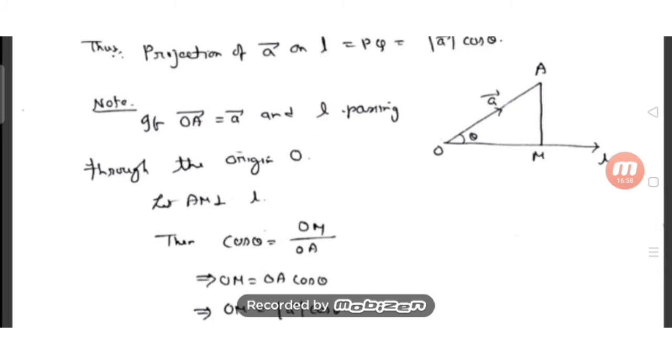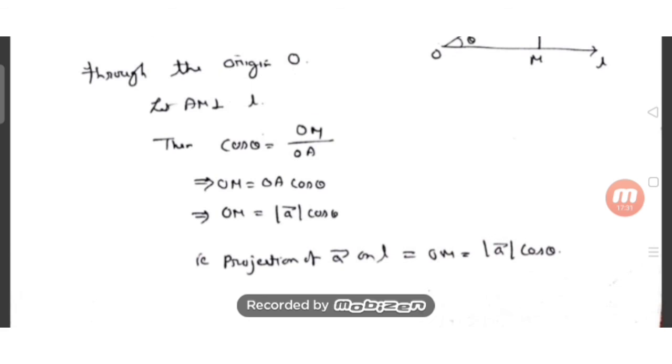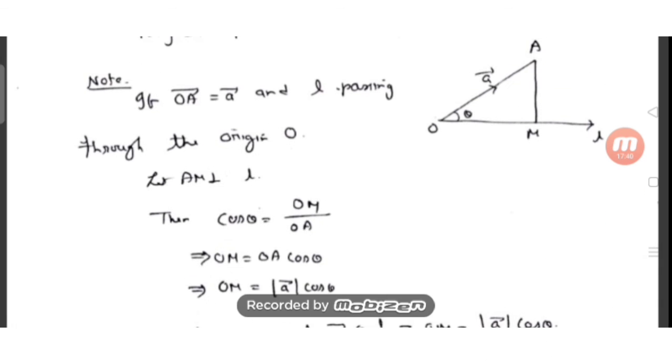Now, as a note I have given here, sometimes the line L will pass through the origin. If the line and the vector both pass through the origin, this is the angle theta, and you draw a perpendicular. Then what is your projection? The projection on the line will be OM. And OM is the base of the triangle, if theta is the angle between them. So base by hypotenuse, OM by OA, is equal to cos theta. So OM is equal to OA cos theta, which is equal to modulus of A bar cos theta. So the projection of A bar on L is also equal to A cos theta, whether the line passes through the origin or not.